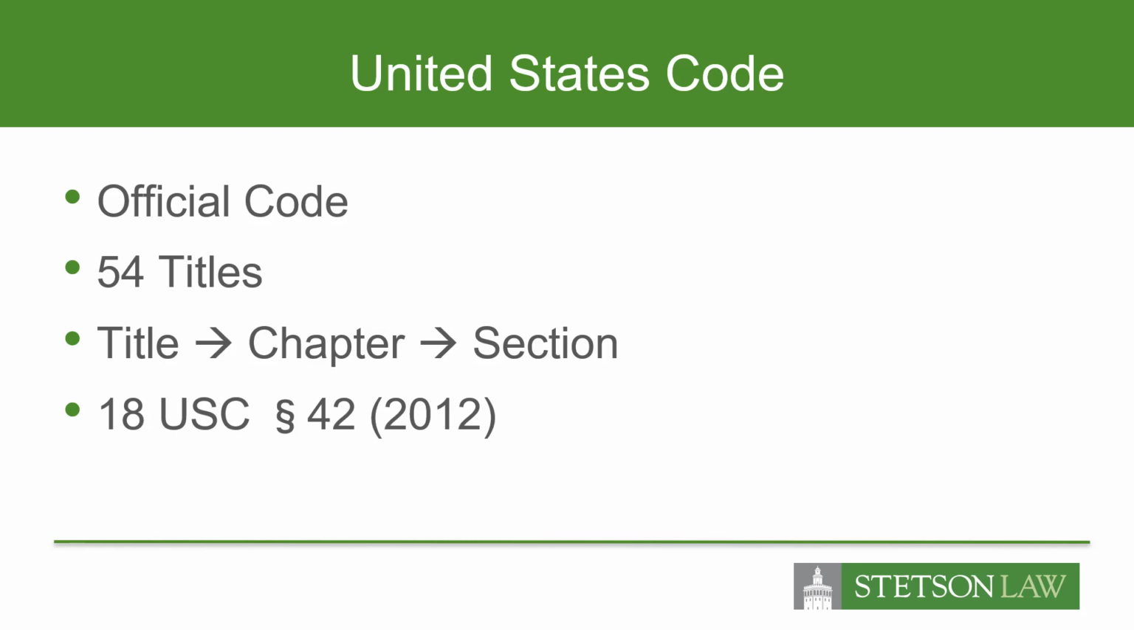The United States Code is the official code for federal statutes. It is divided into 54 titles. Each title is further divided into chapters and sections. The citation to the code will start with the title number, followed by USC, then the section, and finally the year of the edition being cited in parentheses.